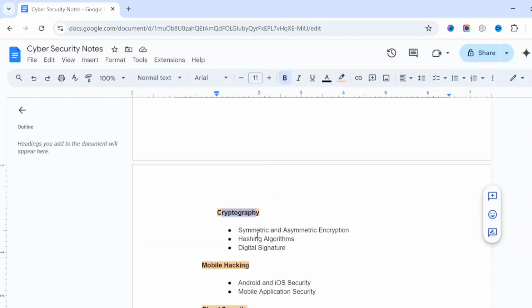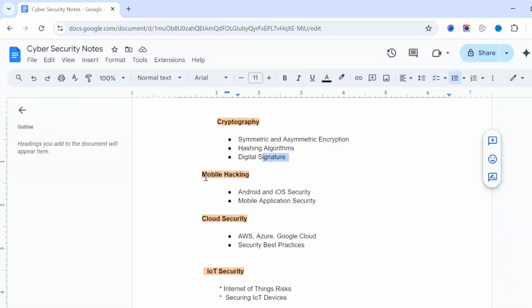Next, cryptography: symmetric and asymmetric encryption, hashing algorithms, and digital signatures. So these are the concepts to be covered in cryptography. After that we are going into mobile hacking, like Android and iOS security and mobile application security. Some hackers will be there, so to avoid them we need to use some security measures like iOS and Android security and mobile application security. Those we need to follow. So these topics will be covered in mobile hacking.